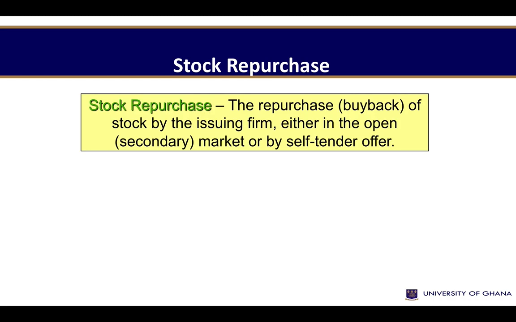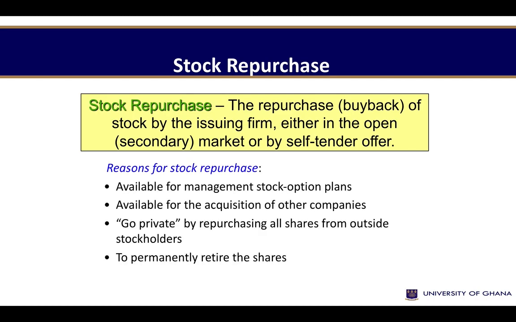And then we also have the case of stock repurchases. This is usually a buyback of shares by the issuing firm, either in the open or secondary market, or by what we call a self-tender offer. The reasons a firm may want to undertake a stock repurchase are that the shares may be available for management stock option plans. They may also be available for the acquisition of other companies.